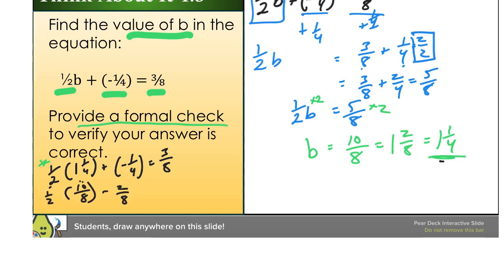I'm going to convert everything to the eighths. Since I know that 1 1/4 is 10/8, I switched my 1 1/4 here to 10/8. So I have 1/2 times 10/8 minus 2/8. So half of 10/8 would be 5/8. So this would be 5/8 subtract 2/8, which would give me 3/8, and that is my answer.